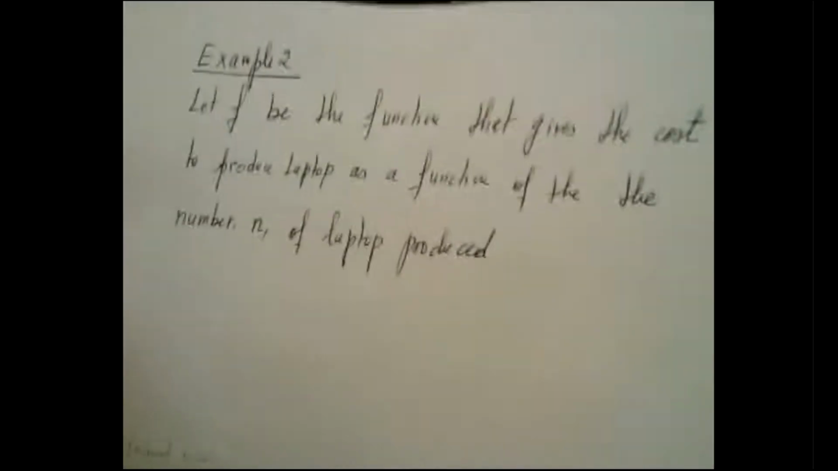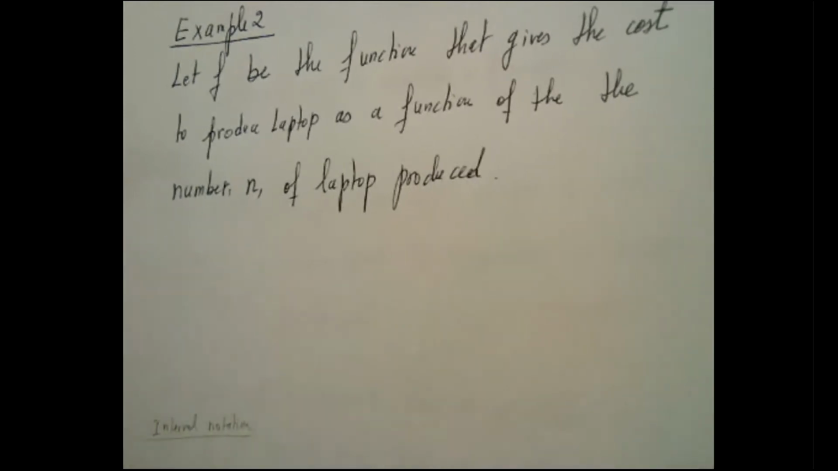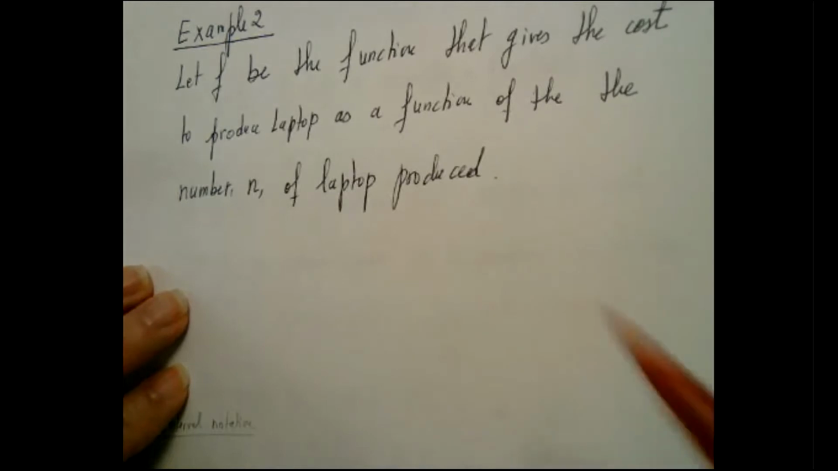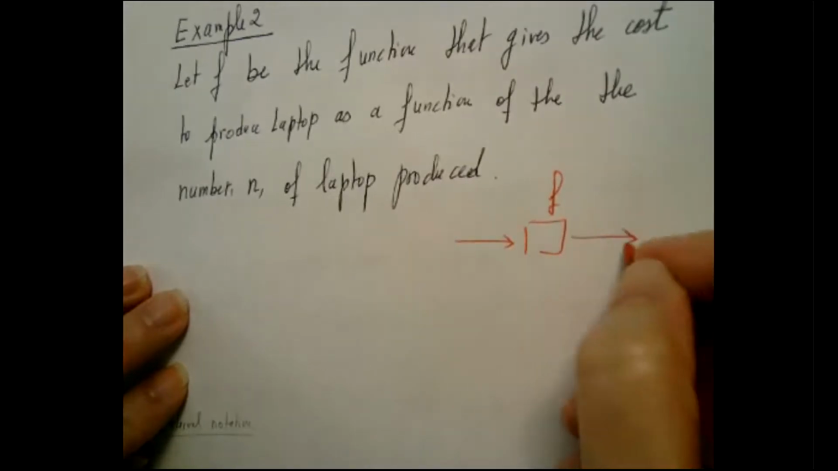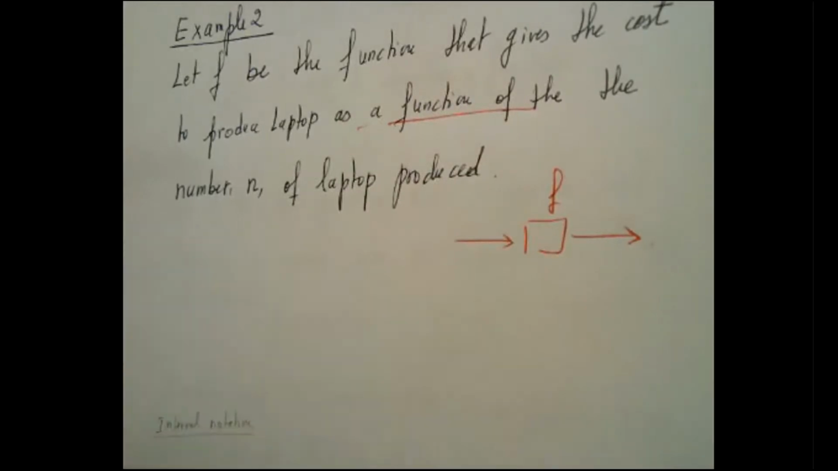So example number 2. Let f be the function that gives the cost to produce laptops as a function of the number n of laptops produced. So in this scenario, how do you understand f? F assigns to what? It means what should go here? What should go here is a function of. Now, what do you think is the input here? And what do you think is the output in this scenario?